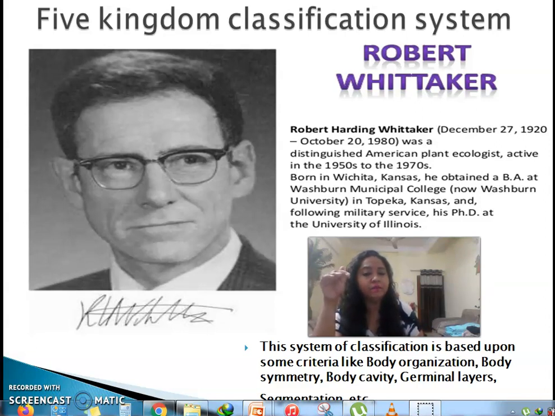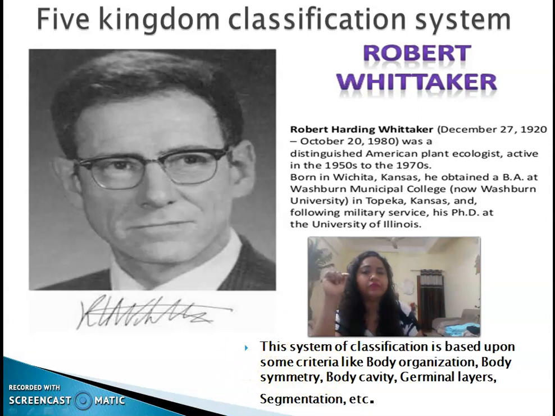They are classified on the basis of certain criteria, that is body organization, body symmetry, body cavity, germinal layers and segmentation. And who did this? This was done by an American ecologist whose name was Robert Whittaker. In the next module, we will study these criteria which were decided by Robert Whittaker in detail. I hope you did the earlier assignment, the table that I gave you to complete, because if you don't do that, you will not understand which are the 5 kingdoms of classification.